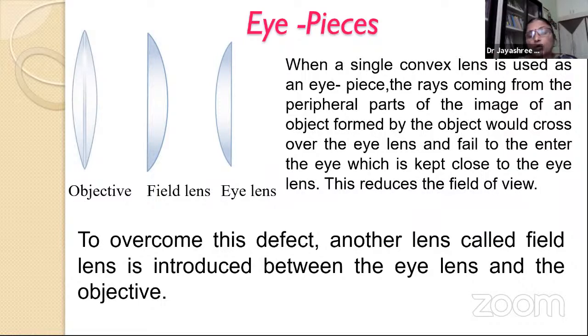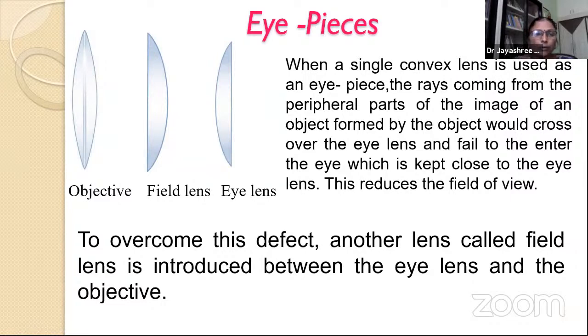What are the particular types of rays coming from the peripheral parts of the image, formed obviously due to a certain object? The rays coming from the peripheral parts of the image of an object formed by the objective would cross over this eye lens, and then obviously they do not enter into the eye.